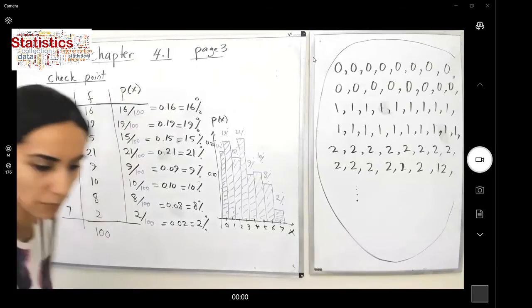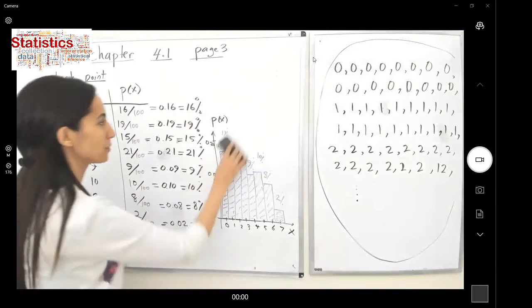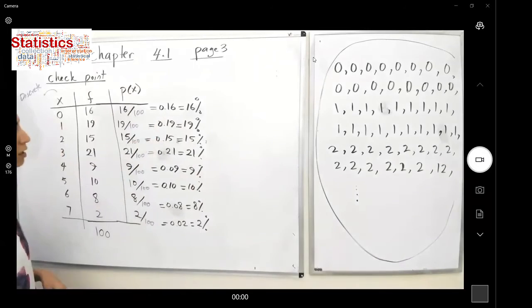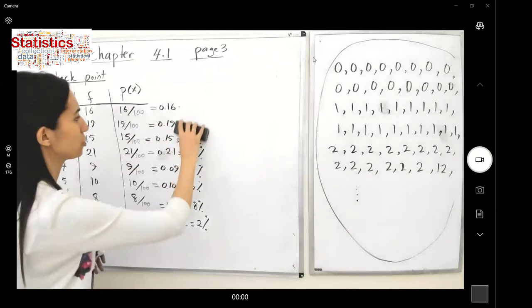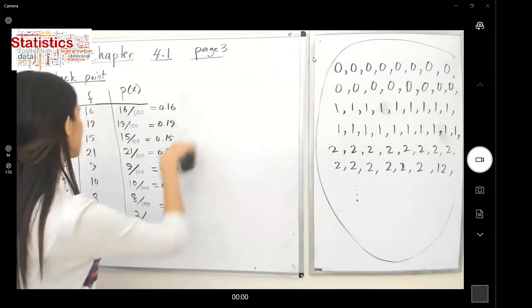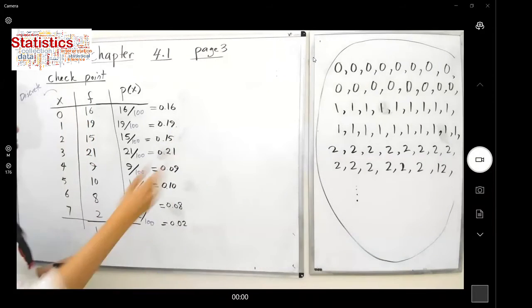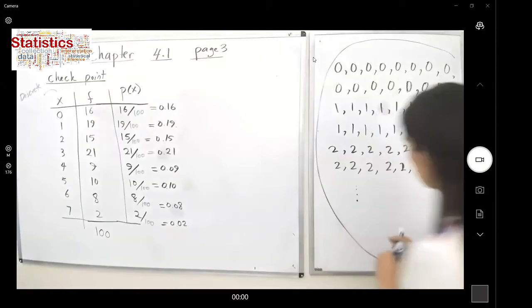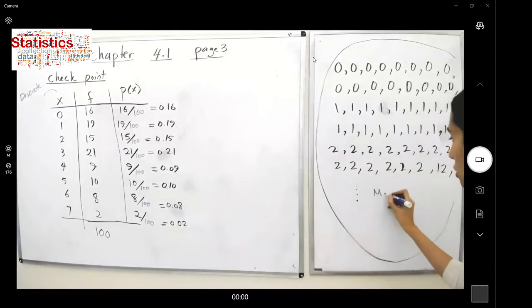So let me erase this here, the graph. Okay, I'm going to just erase these percentages as well. It's easier for me to work with decimals. I asked you to find the mean of the collection. How do you find the mean of the collection? What do you do to find the mean?